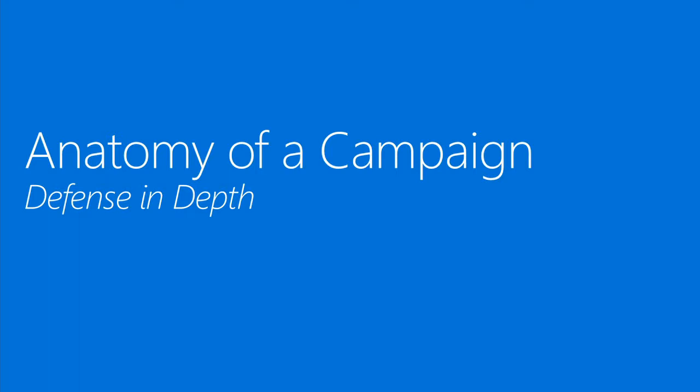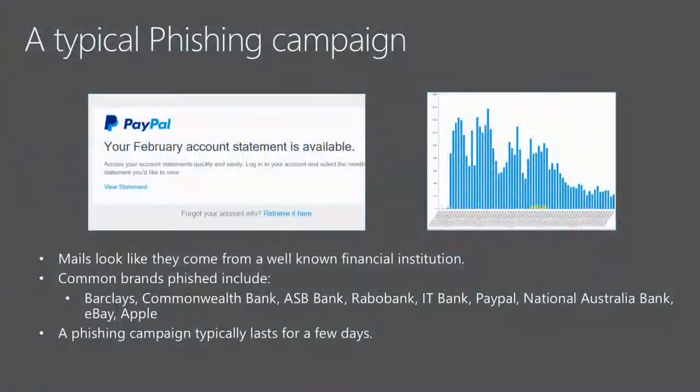So we're going to start in on the anatomy of a campaign, and we're going to relate that into how the service is actually going to protect at multiple levels in order to provide defense in depth as to how we stop each piece of it. Let me get the clicker. There we go. So this is what a typical phishing campaign looks like.